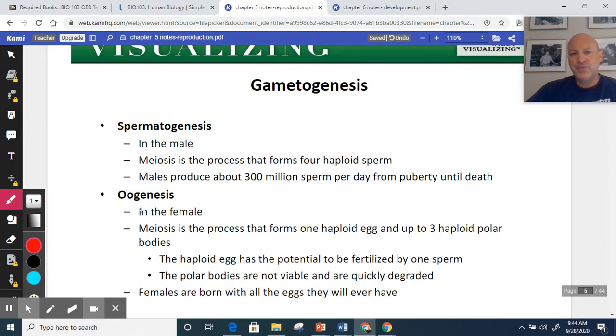A lot of times you see this root word in science and biology, genesis. This means the creation of.